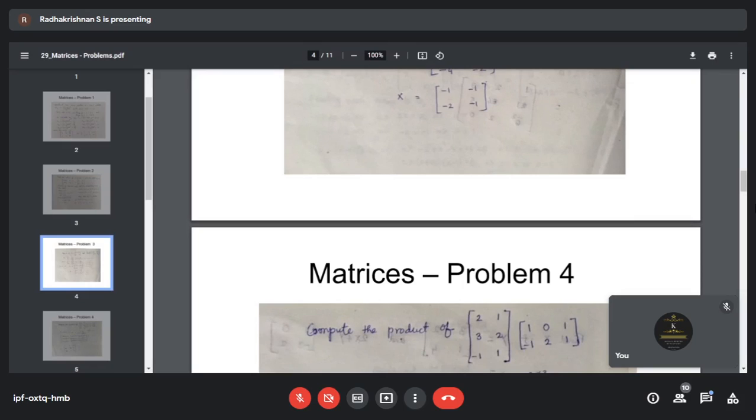The first element, the 1 1 term, will be first row and first column. So what do we do? 2 into 1 plus 1 into minus 1. Whatever you get will be your 1 1 term. First row and first column will give you term 1 comma 1, and so on.